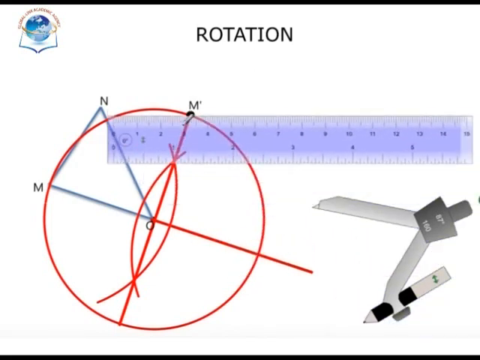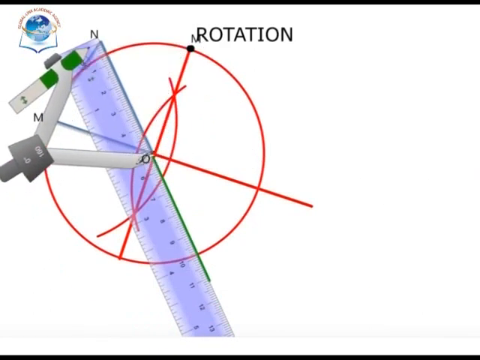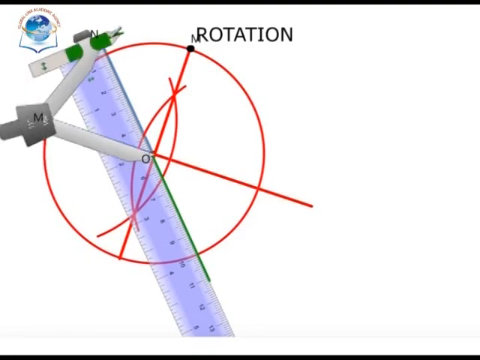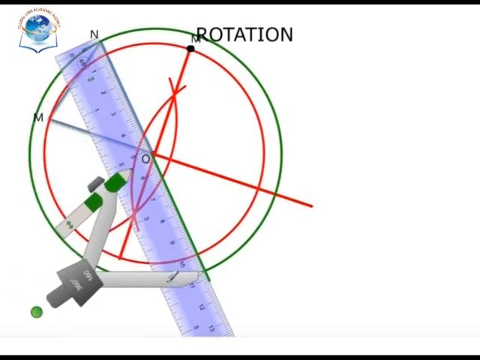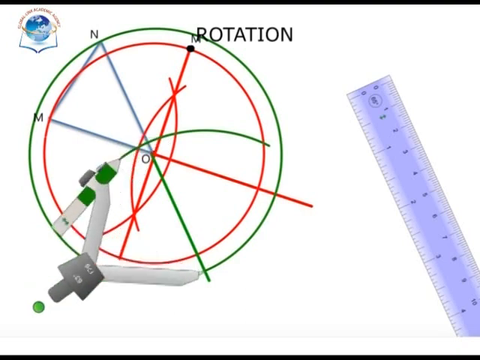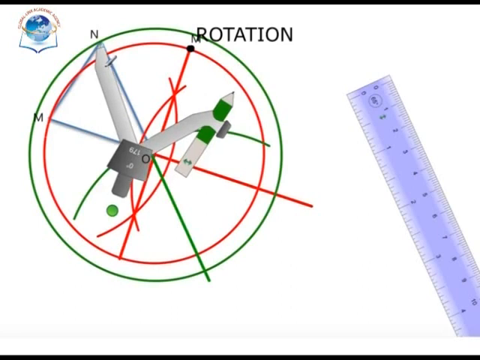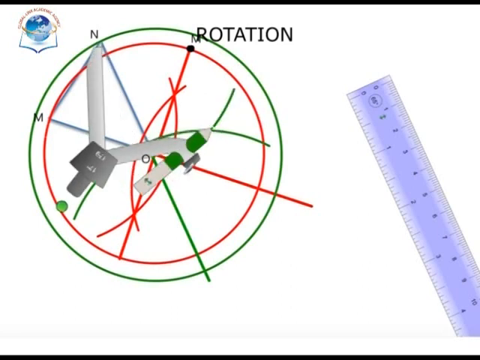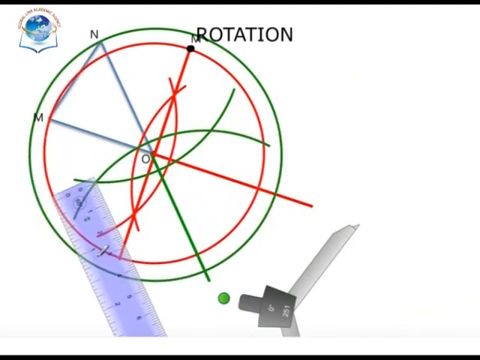We go to N. We draw the line. Take this distance and draw the circle. Now bisect the line. I got to remove this one first. Mark an arc to the other side. Okay. Another arc. And the bisector now.